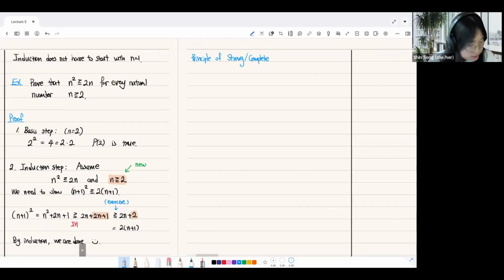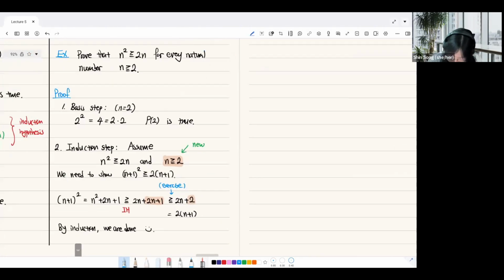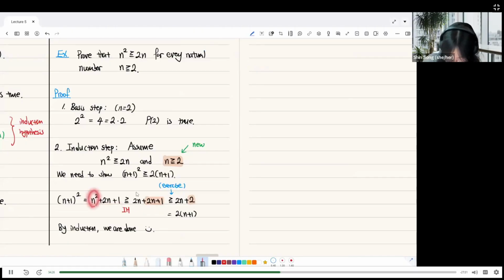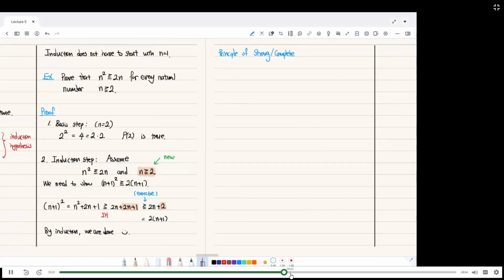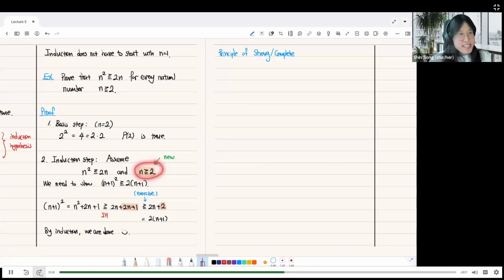So let me introduce you to the next useful tool. This is a variation of induction. Oh, sorry, let me go back to the proof. Here, I didn't change anything, and then I replaced n squared by 2n. Start from here. This is actually a side loop.